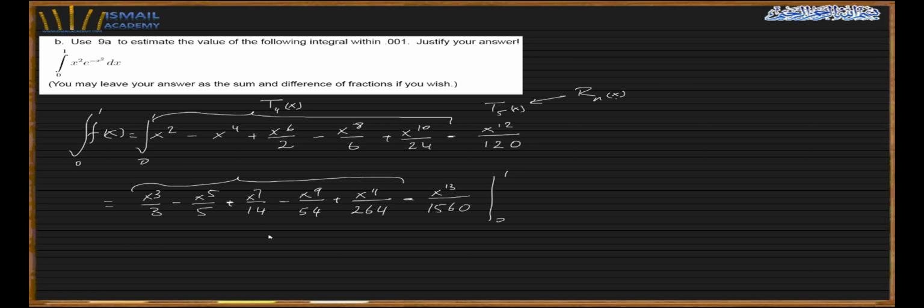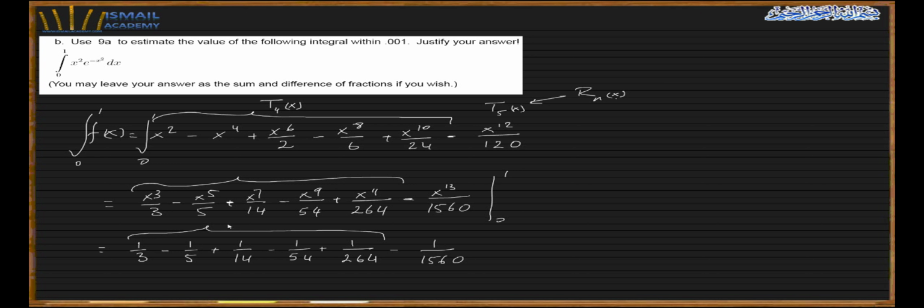When I plug in 0 here, it's all 0, that means the answer is just with 1, so it's going to be 1 over 3 minus 1 over 5 plus 1 over 14 minus 1 over 54 plus 1 over 264 minus 1 over 1560. Now if this is the integral that I'm looking for, and this is my Taylor series, so this should be my answer, but how can I justify that this should be my answer and that this error is going to be less than 0.001?